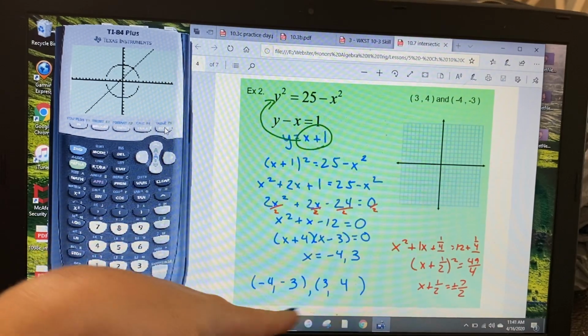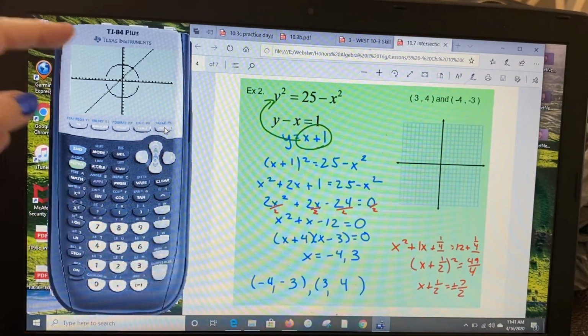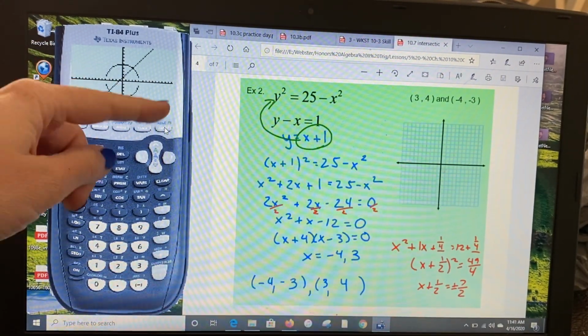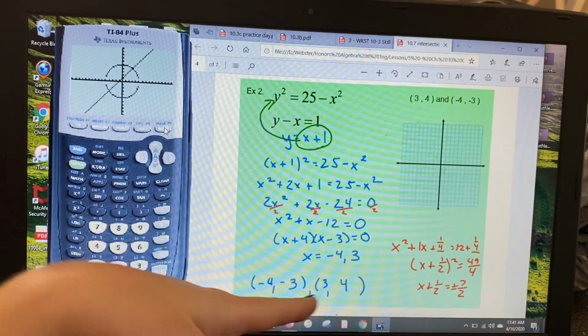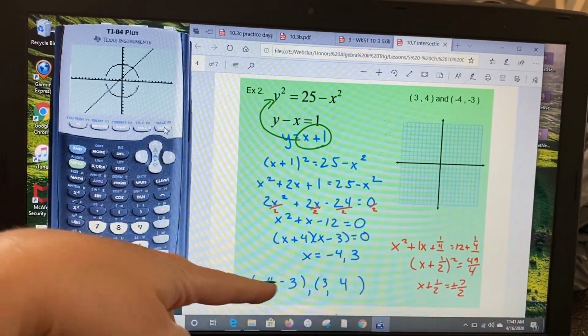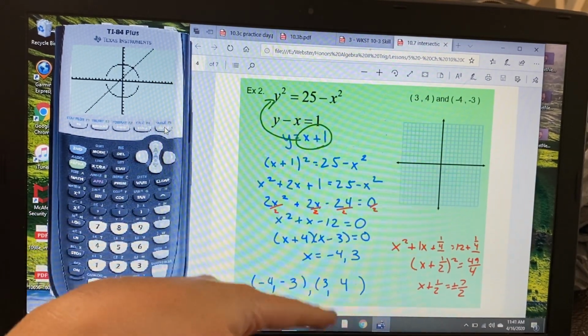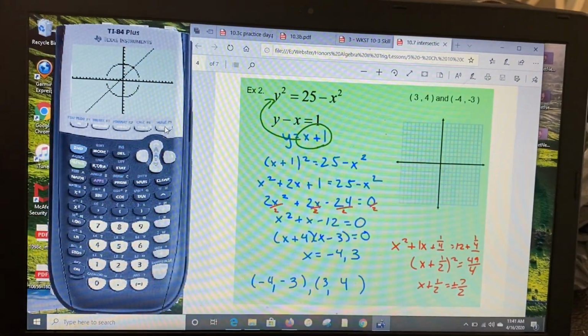So the solutions are nice whole numbers, which you can already see: -4, -3, 3, +4. And if you have time at the end, you should always plug these both in. So plug this in here and here, plug this in here and here, and make sure they work.